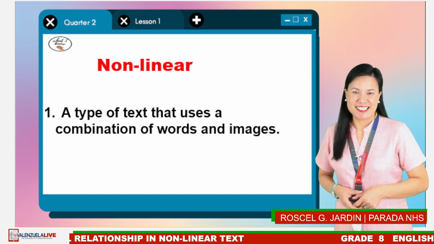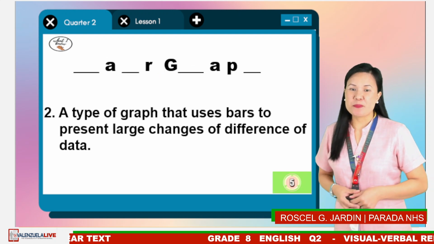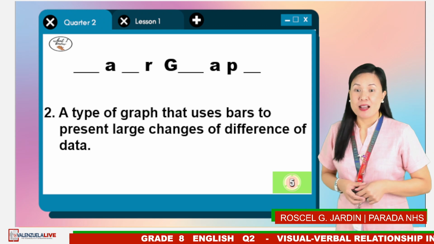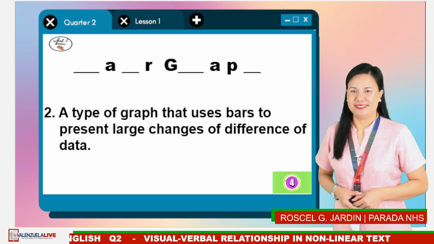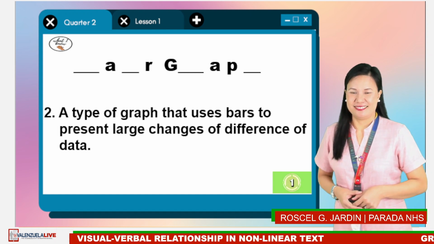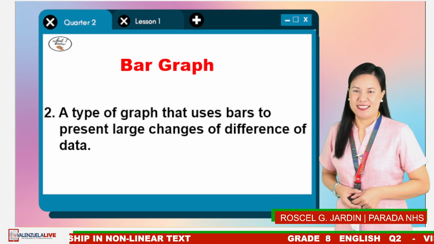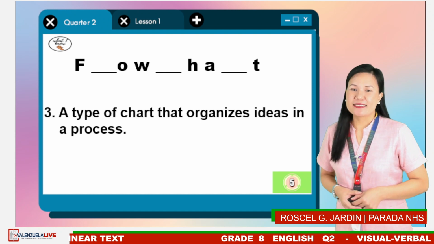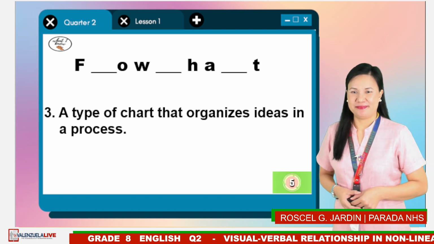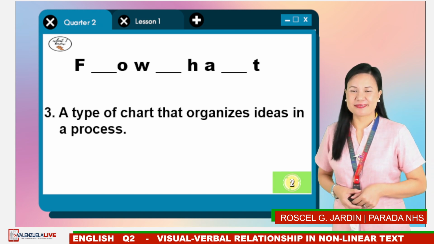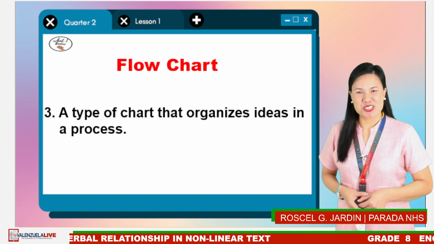The answer is non-linear. Number 2, a type of graph that uses bars to present large changes or differences of data. The answer is bar graph. Number 3, a type of chart that organizes ideas in a process. The correct answer is flowchart.